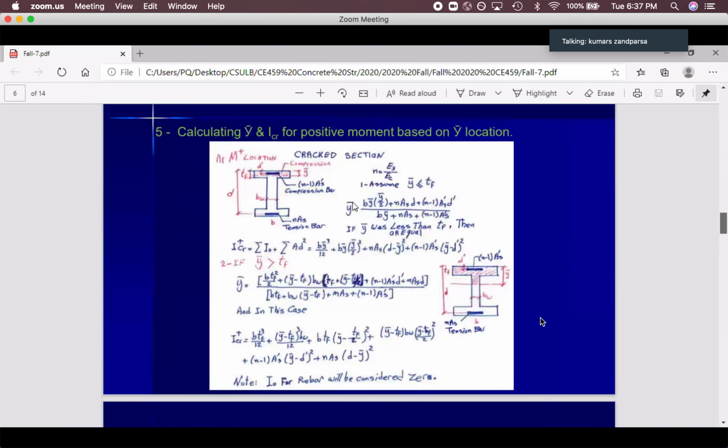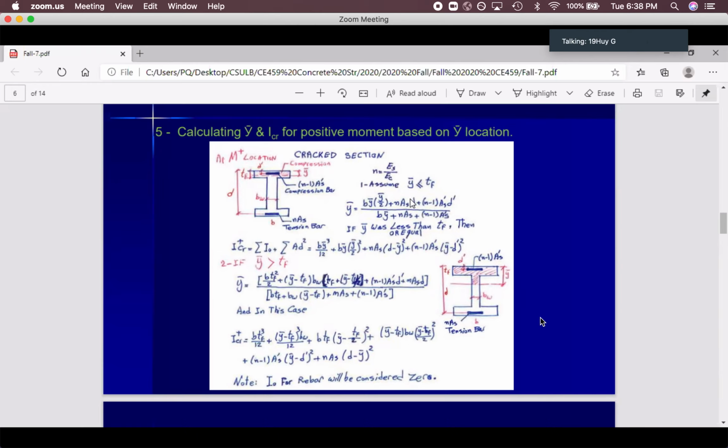We are here. Look at this equation. At first you assume that y bar is less than TF, and TF is 5 inches. Go on this equation, and you know B is 30 inches. Y bar is less than TF, we don't know, we have to calculate this. And you should consider N, you can go with N equal 8. Based on this, you will get an equation based on y bar squared. So you will get a quadratic equation, and you have to calculate it and find y bar. Did you reach that equation?